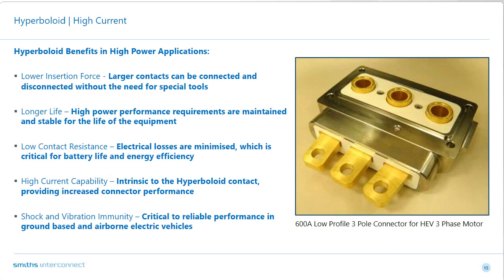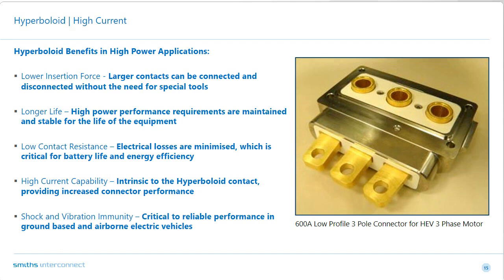The longer life means that high power performance remains stable throughout the life of the equipment. The low contact resistance means that electrical losses are minimized, temperature rise across the connector is minimized, and the critical battery life is efficiently used. High current capability is really intrinsic to the Hyperboloid contact and provides increased connector performance, and shock and vibration immunity is critical for performance in the markets that we've been talking about.